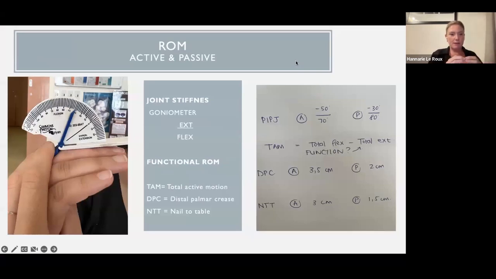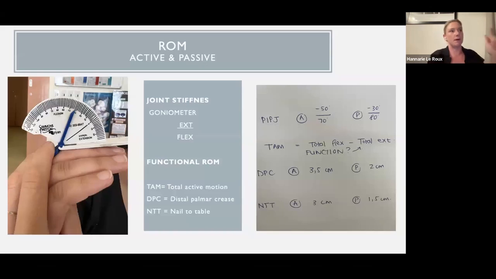But firstly, we're going to do the joints that look stiff. So IPs that look stiff, and you all are familiar with PIPJ. I wrote it there on the right. That's how I write it. So like -50/70. Passives is -30/80. So it's extension over flexion. And then functional ROM is actually my favorite. So I do joint ROM for specific joints.